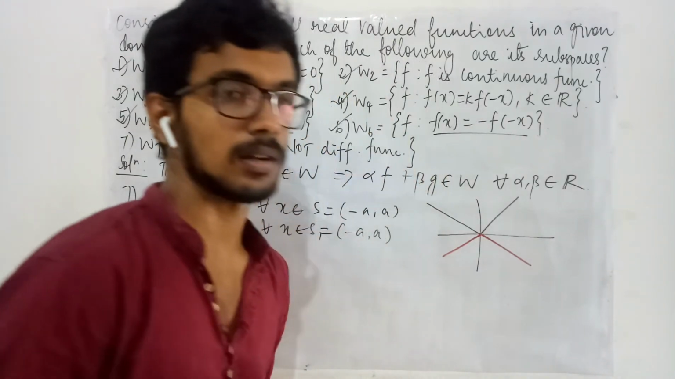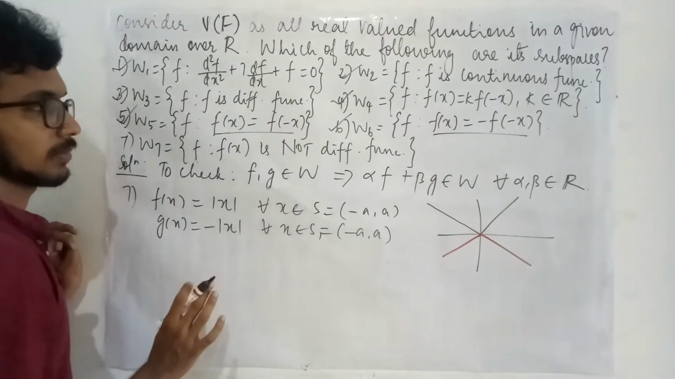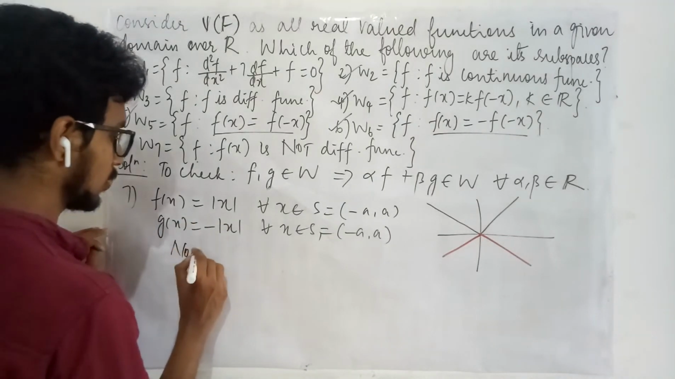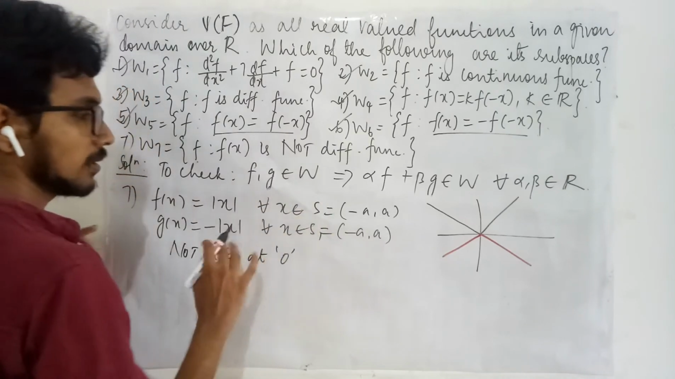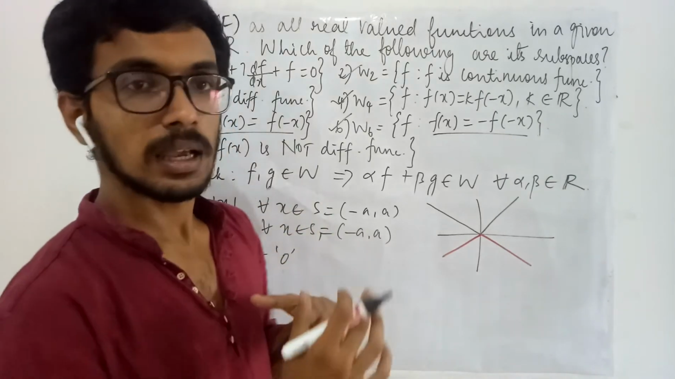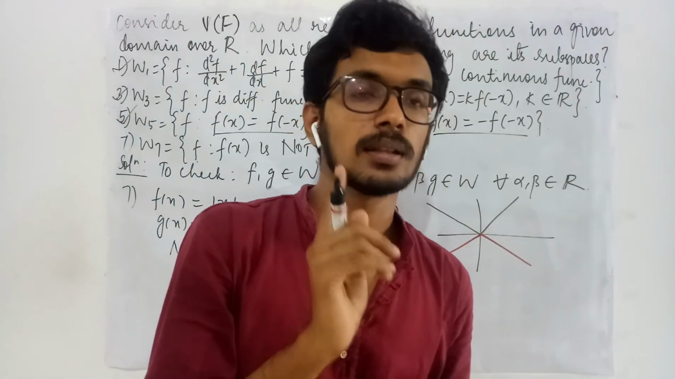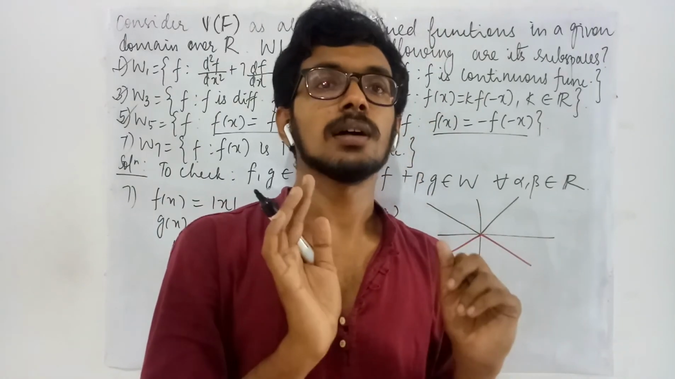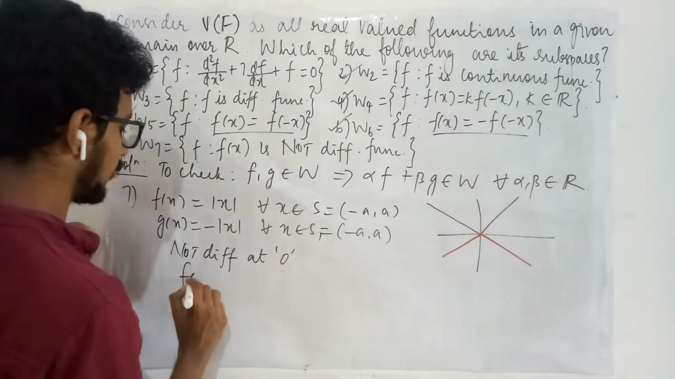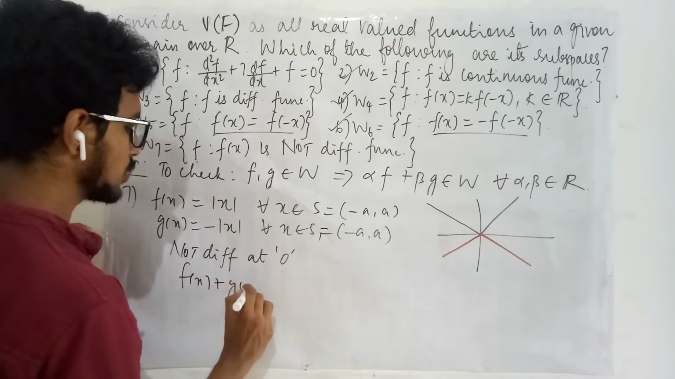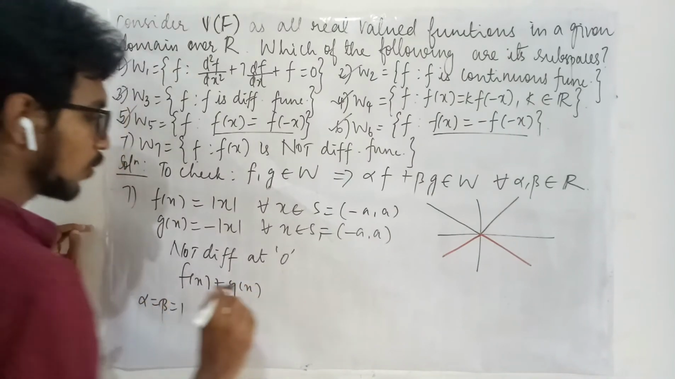These two functions are not differentiable at 0. At other points they are differentiable. So at other points the sum is going to be differentiable. Now the only place where I have to check is the point 0. Let me simply add f of x plus g of x, which means I have chosen my alpha and beta to be 1.